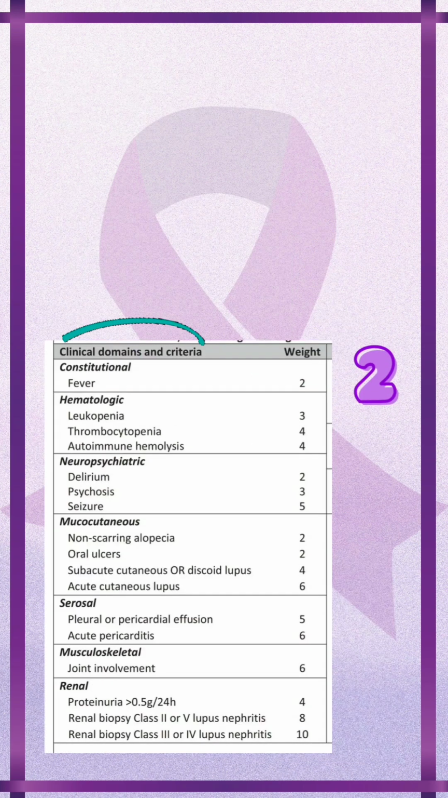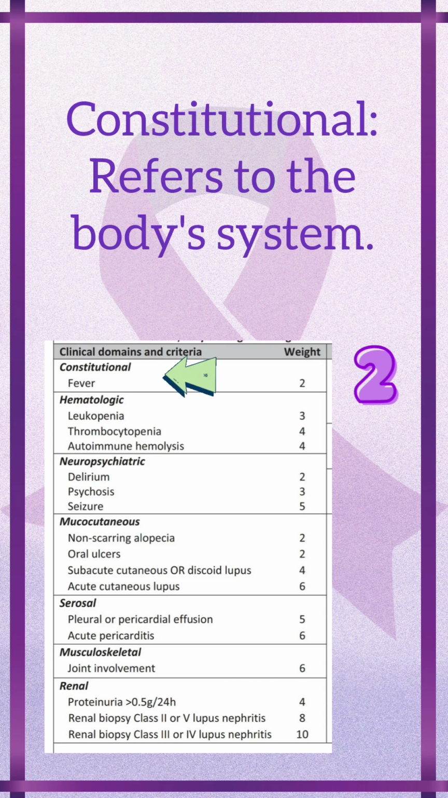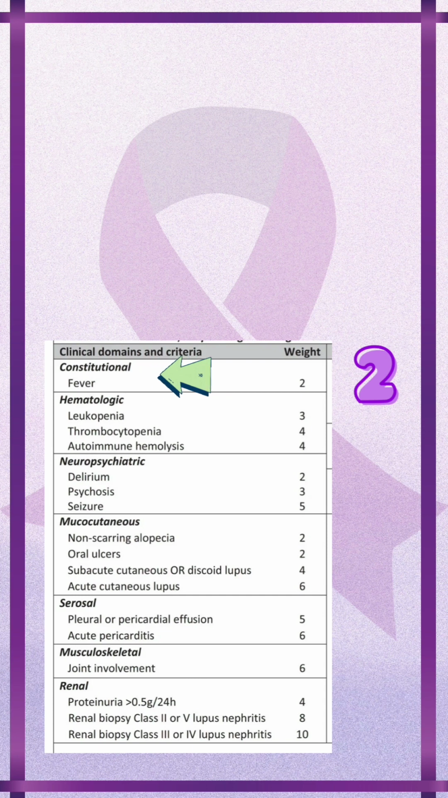Okay, in the second criteria, which is all the clinical domains, you have, first up, the constitutional domain, which means systemic, your system, right? And this consists of the fever test. If you have a fever or struggle with fever, then you would score a total of 2 points.